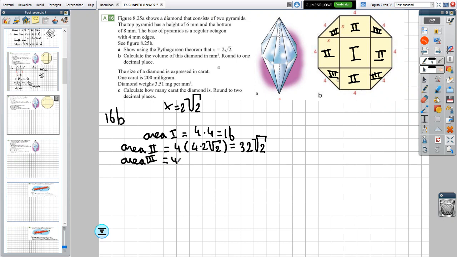Also 4 of them, 4 triangles. With an area of a half times the base, which is x, and x was 2 square root 2, times the other side, because that's the height. There are right angle triangles like this. And let's see, 2 square root 2 times 2 square root 2 gives me 4 times 2 is 8. 8 times a half is 4.